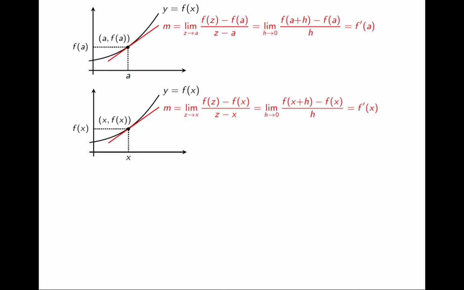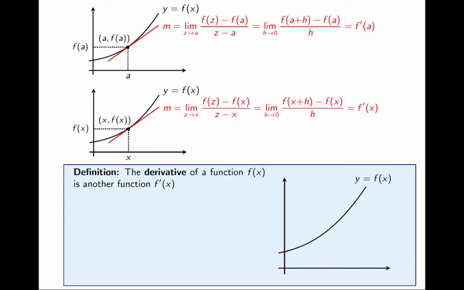This f prime that gives us the slope of the tangent line at x, f of x, this is what we're going to call the derivative of the function f of x. Let me summarize this in a major definition. Given a function y equals f of x, the derivative of that function f of x is another function that we're going to call f prime of x. And it's defined this way. F prime of x equals the value of this limit. F prime of x is the limit as h goes to 0 of f of x plus h minus f of x divided by h.